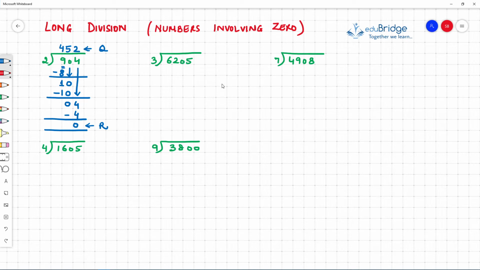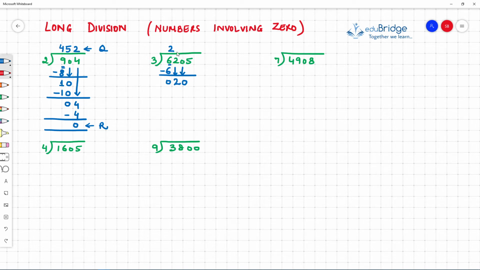Let's move on to the next example. Divide 6205 by 3. Pick the first number again. 3 twos are 6. Subtract it. We get 0. Bring down 2. Now we know 2 is smaller than 3, so we cannot divide it. So what are we going to do here? We are going to bring down the next number also in the same step, which is 0. Remember, you can only bring down multiple numbers in the same step when your number is smaller than your divisor.